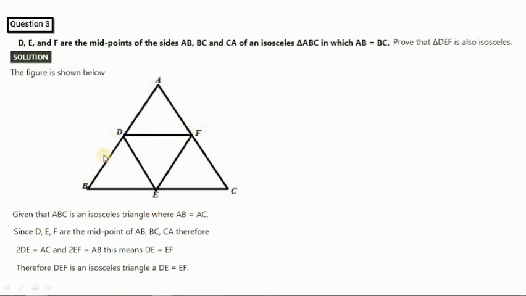So that's why 2 times EF will be AB. Alright, now we know that AC and AB are equal, right? So since they are equal, then 2 times EF must be equal to 2 times DE, which means what? Which means DE must be equal to EF. Alright, so since two sides of this inner triangle are equal, this means that this triangle is also an isosceles triangle. Alright, so you may pause the video to note down.